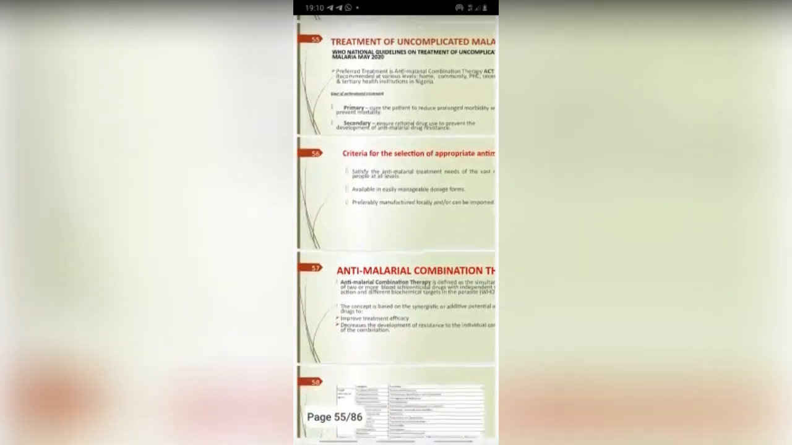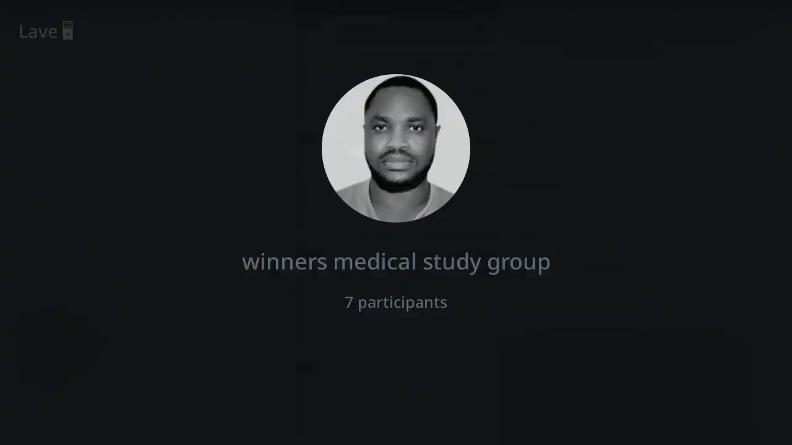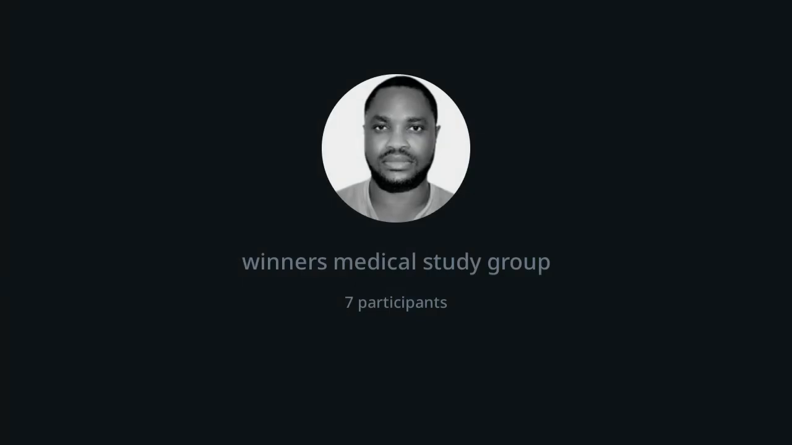So in terms of treatment, what is the goal of an anti-malaria treatment? What's the goal? 2 things. There's a primary goal, which is to cure the patient and reduce prolonged morbidity and prevent mortality. And number 2, which is the secondary goal, is to ensure rational drug use and prevent the development of anti-malaria drug resistance. You can see WHO just keeps emphasizing rational drug use, meaning they want you to actually be sure that it is malaria before you give an anti-malaria.